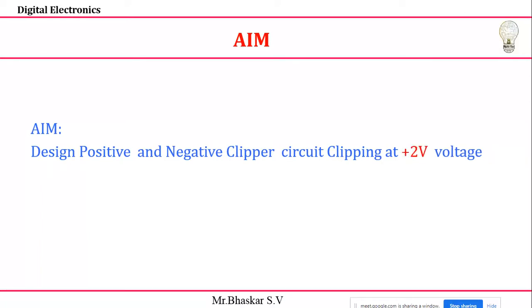For explanation purposes, today I'm going to design a positive and negative clipper circuit clipping at plus or minus 2 volts. A positive clipper needs to be clipped at plus 2 volts, and a negative clipper needs to be clipped at minus 2 volts. That is the clipper circuit I want to design. For you, I'll change the clipper design, and later you can do that part. Generally I take the given value, and here it is 2 volts.